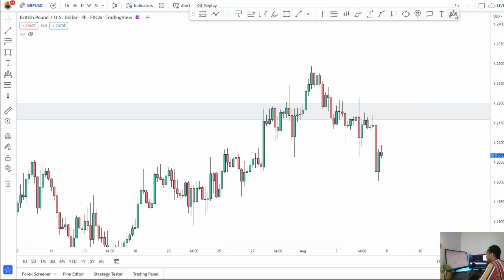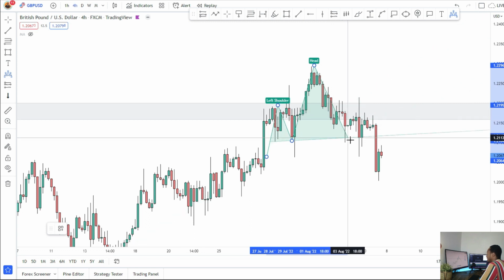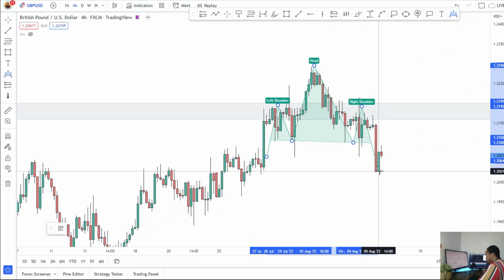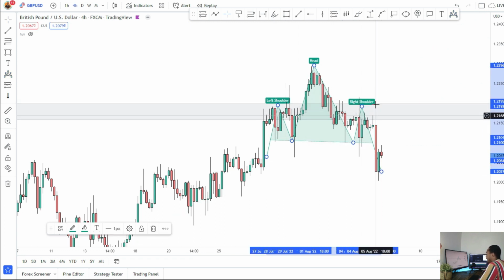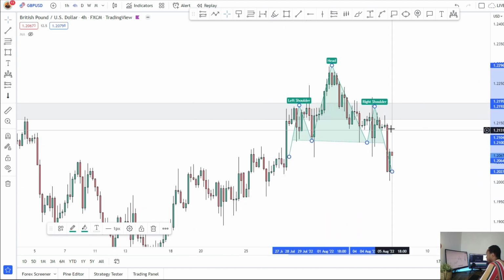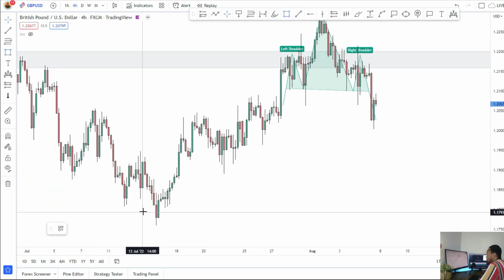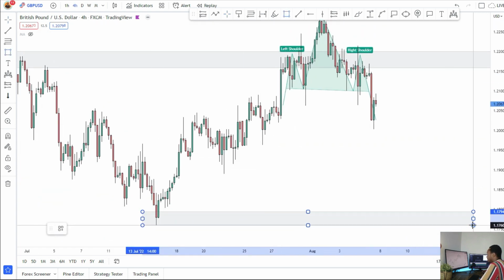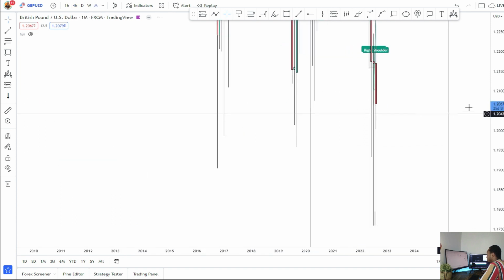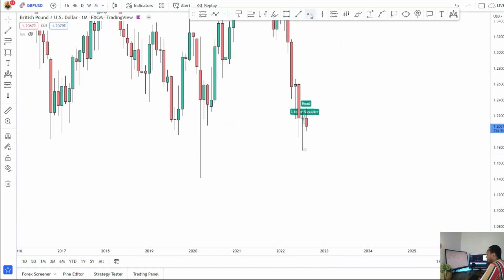But as you can see, if I whip out the old head and shoulders tool, you can see we've got the left shoulder, the head, and the right shoulder at our key level of resistance, and this is a neckline that price just broke off the back of NFP. So if this momentum can continue, I do believe pound USD could be trading at these lows. Long term, I would not be surprised if pound USD goes and takes out COVID lows.